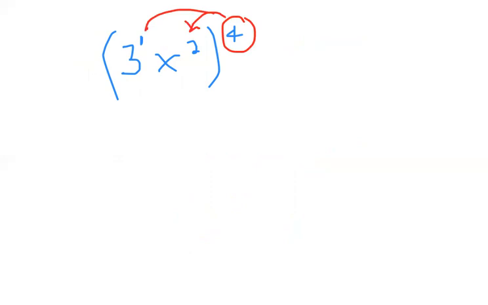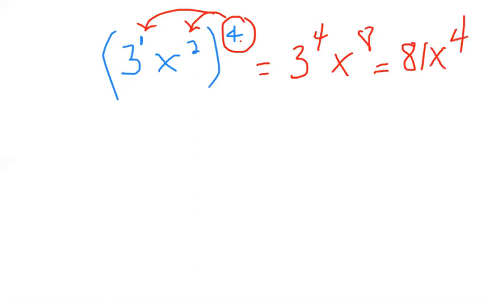So let's say you have 3x to the second raised to the 4th power. Okay, the 3 has a power of 1. So you want to take this 4 and multiply it by each of the powers inside the parentheses. So you get 3 to the 4th power and then x to the 8th power, because 4 times 2 is 8. So now this is what your answer would look like. But guys, it wouldn't hurt if you were to take the 3 to the 4th and simplify that, which would give you 81 x to the 8th power.